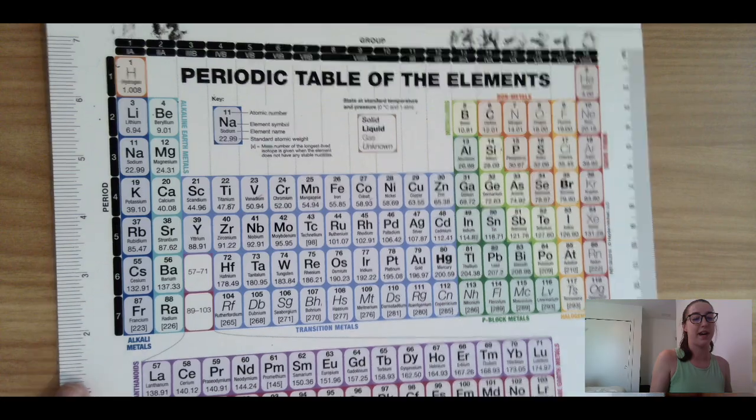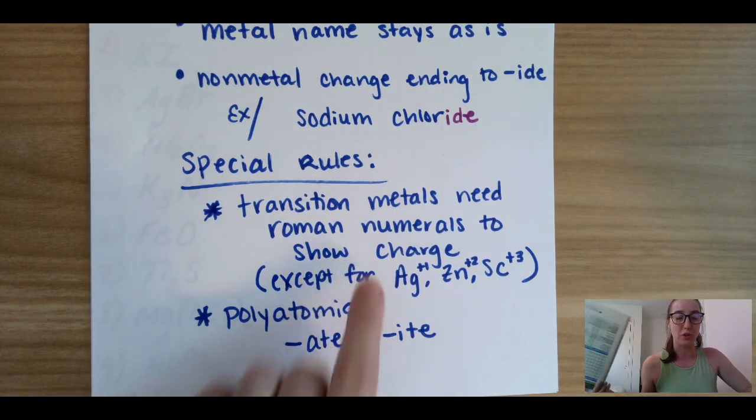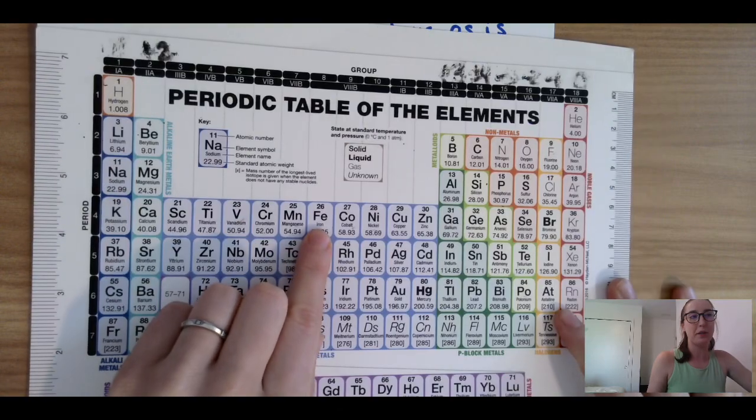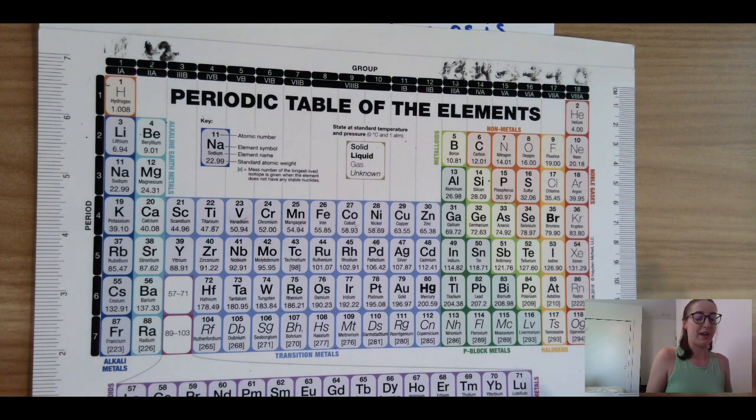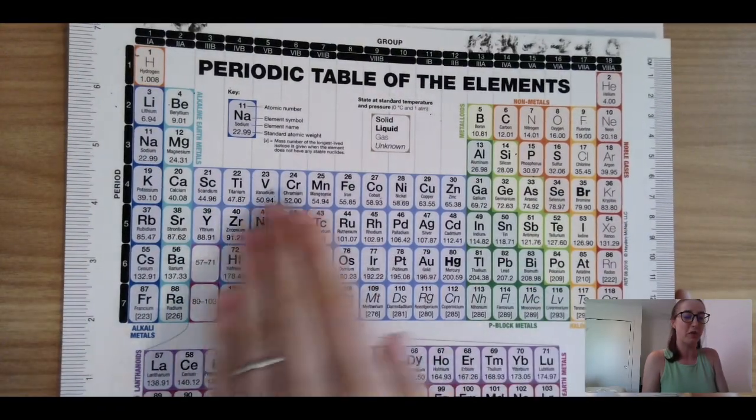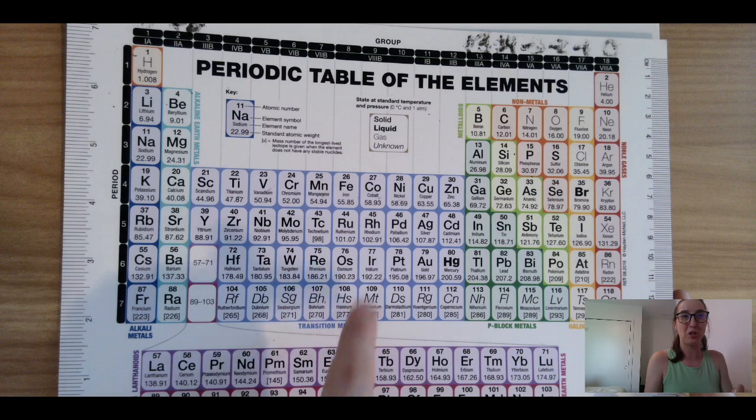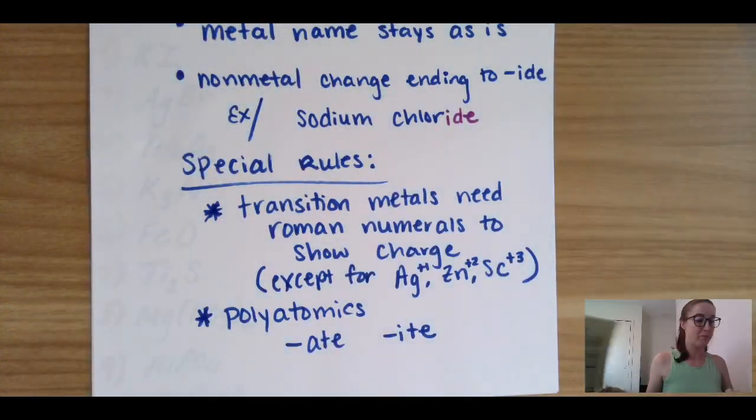Because of that, we have to represent a Roman numeral to show their charge. For example, iron could be +2, +3, +4. It could change its charge depending on who it's with. And so because of that, we have to say when we name it that iron has this specific charge. So very important, make sure you keep those in mind, and you're always checking for that metal and making sure if it's a transition metal, you take care of it in naming it appropriately with Roman numerals.